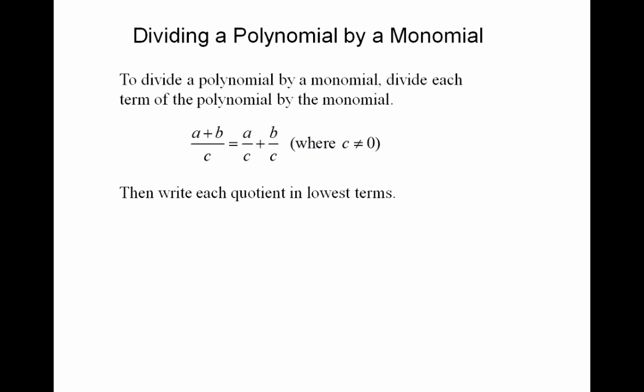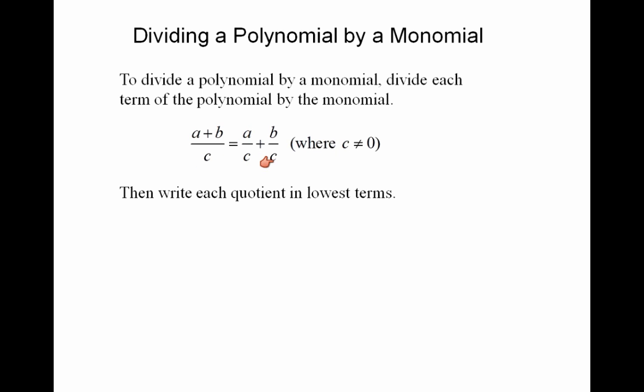To divide a polynomial by a monomial, divide each term of the polynomial by the monomial. So if I have a plus b over c, you just separate them. You separate them only when you're dividing by one term. You could have as many terms as you want at the top. If you're dividing by one term, you can separate this into a over c plus b over c.